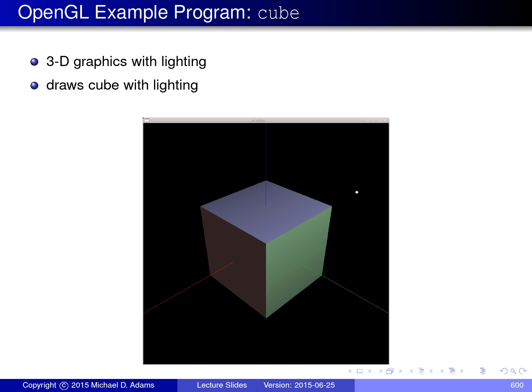The next example program that we are going to consider is the cube program. This program demonstrates 3D graphics with a light source. The program draws a cube with the various faces of the cube having a variety of colors, and the cube is illuminated by a single light source. The graphics output of the program resembles that shown in the figure on this slide.